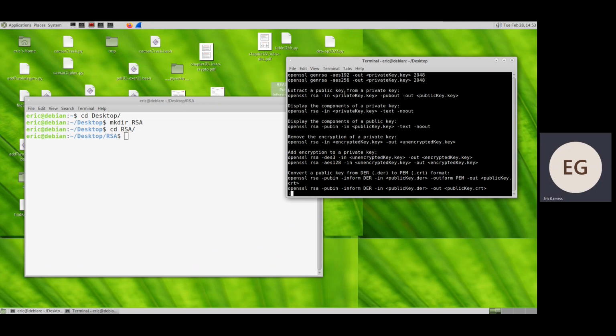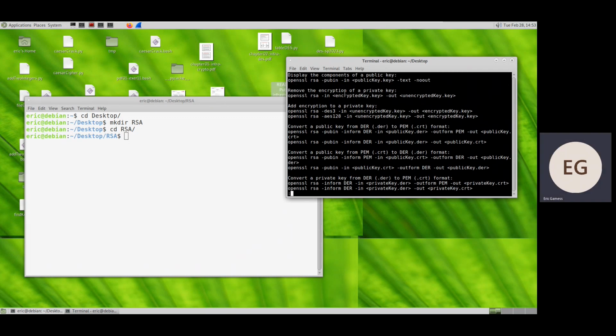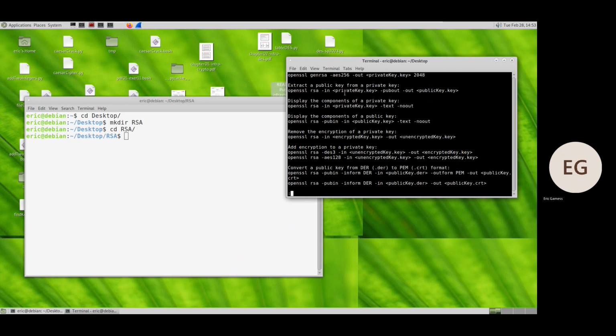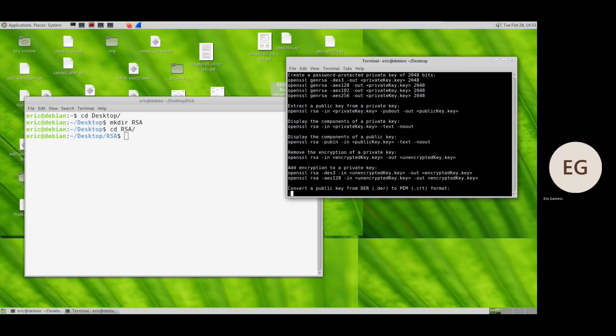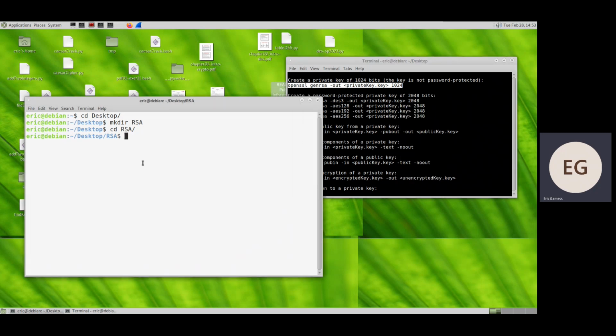In this document, I have a lot of information. Here, for example, I have the information of how to create a private key. When you want to create a private key, you use this command of Open Secure Shell. Up to now in this directory, I have nothing. I just created a directory and went inside it with the change directory command, the cd command. So I'm going to create a key and it will be a private key.